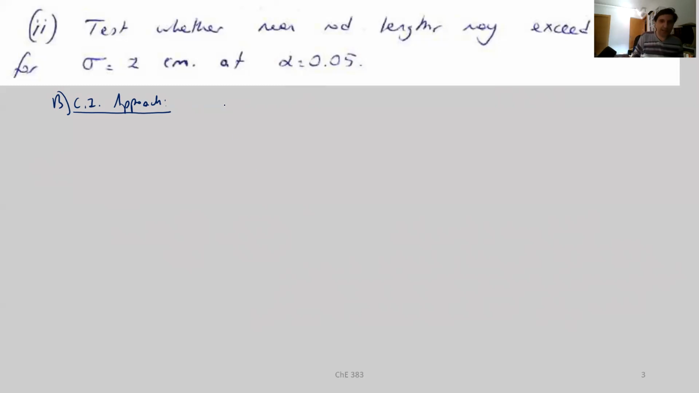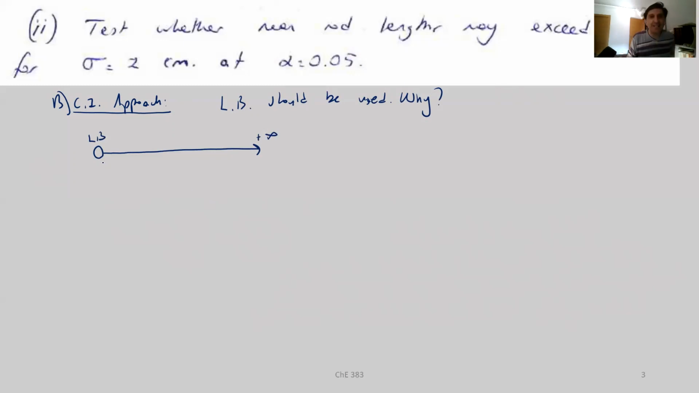Okay, so here let me first write the correct answer. Lower bound should be used. And of course, we are entitled to say why. Let me try to show you. Now, when I obtain a lower bound, it's going to be something like this. Let's say that this is our lower bound, and it's going to be plus infinity. And we are going to say that mu is going to be in this region.